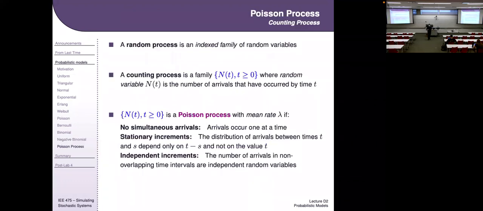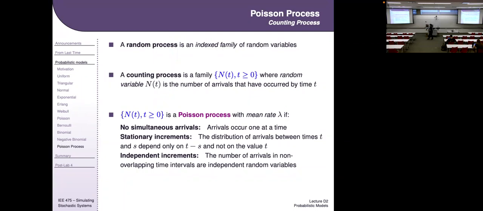Okay. So the last thing that we need to really have in our modeling toolbox here is the Poisson process. Well, what is a Poisson process? We have to sort of unpack that a little bit. I've been talking about random variables. Well, there is another entity that's sort of higher order from that called a random process. A random process is an indexed collection of random variables.